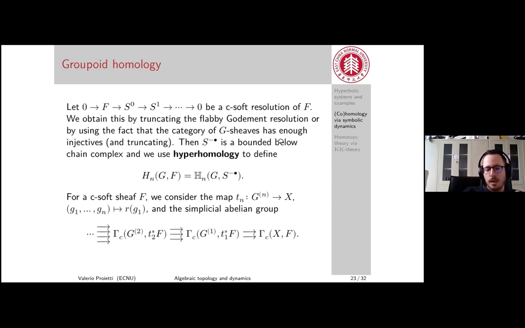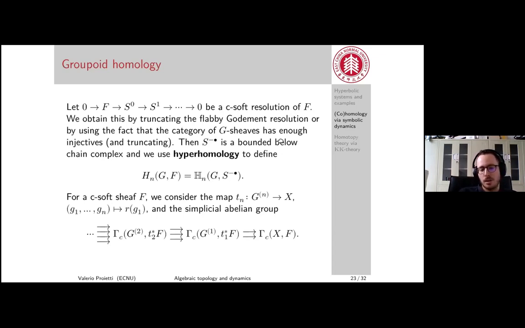The other direction is obtained by expanding G via the bar resolution. The canonical bar resolution that we have for groups has of course a natural extension for groupoids. And so for a fixed C-soft sheaf F, which could be one of my S_i, the other direction will look like this chain complex below, where I take compactly supported sections over G_n. These are n-tuples of arrows whose range and source match up, with values in a certain pullback sheaf, which is just my sheaf, pulled back using this map T_n, which is just a projection onto the range of the first arrow. This is just so that things match up.